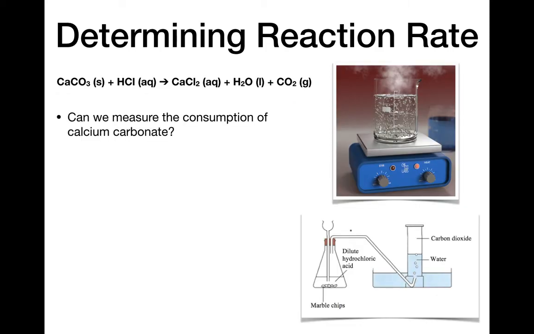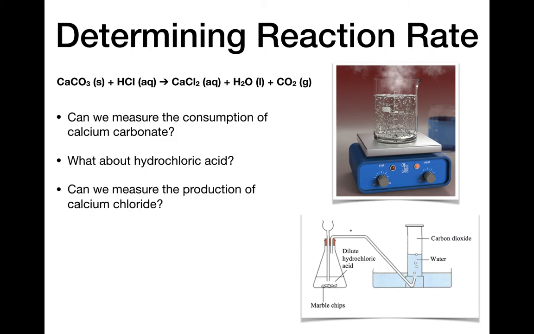So if we look here, can we measure the consumption of calcium carbonate? Not really. The reaction happens too quickly. We can't get a clear measure of how much is being lost. We have to mix with the hydrochloric acid anyway to have the reaction happening. Same thing with hydrochloric acid. We can't separate it from calcium carbonate because the reaction happens too quickly to do that. Calcium chloride, can we measure that production?